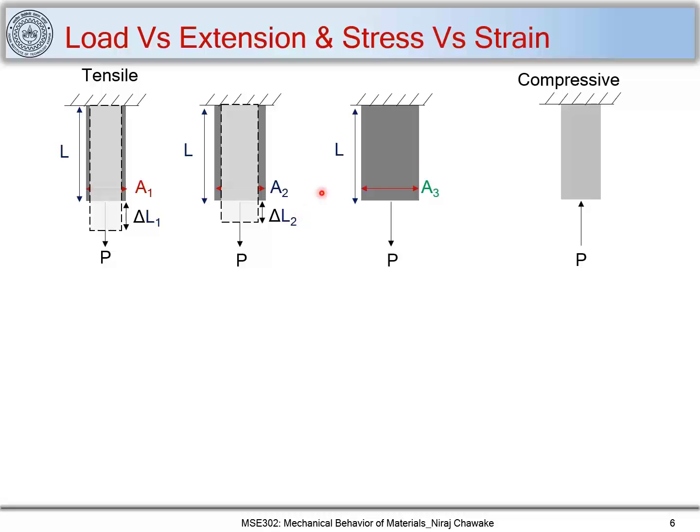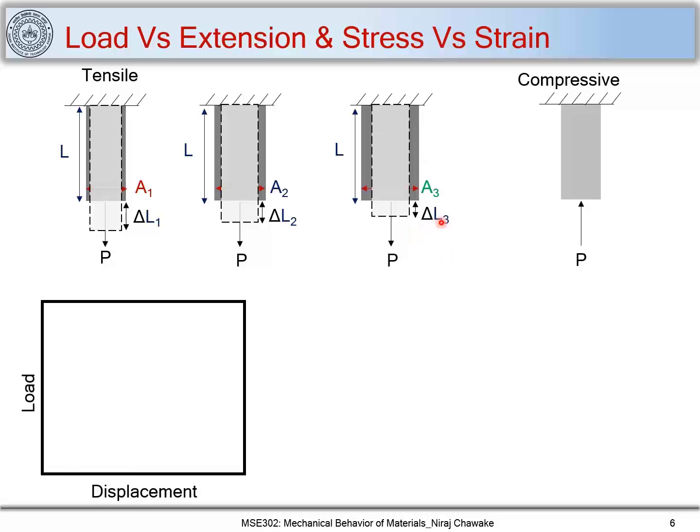Now I consider another member with a higher cross-section area A3 with the same loading condition and length, and it undergoes an extension. I call it delta L3. Now when I try to plot load versus displacement for these three conditions, I keep the load constant, and I can see that as the cross-section area is increasing, the displacement is decreasing. So I experimentally find that the more the area, the less the displacement.